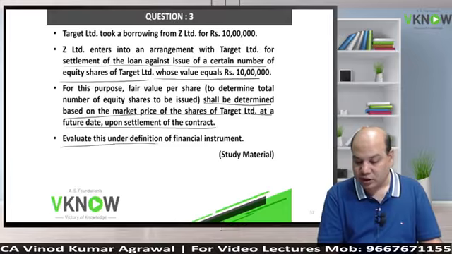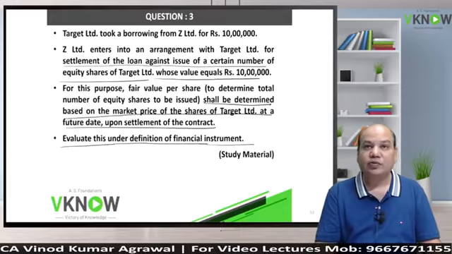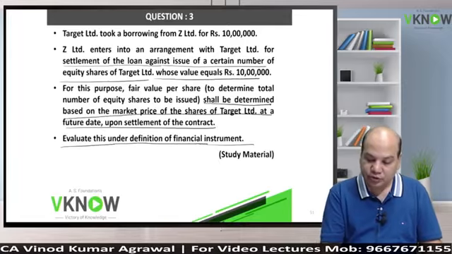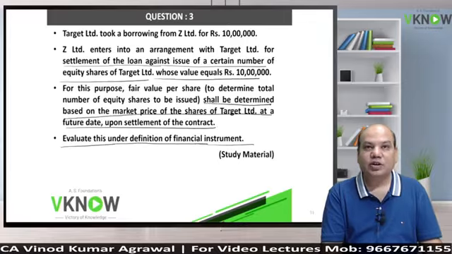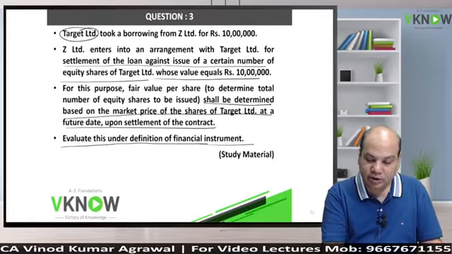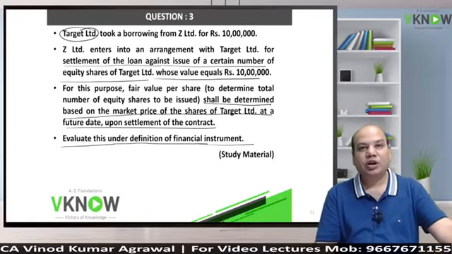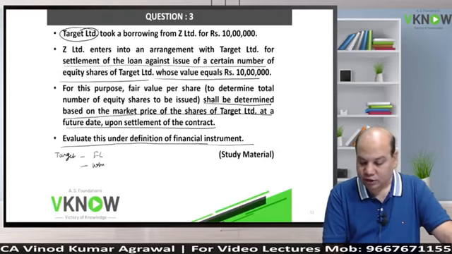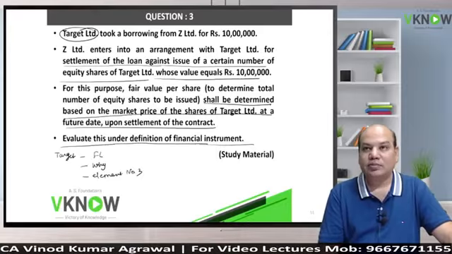Evaluate this under the definition of financial liability. Now you are sitting in the exam hall. You have to quickly think, first of all, whether it is a financial liability or financial asset. From the point of view of Target Limited, it is a financial liability. Then why will it call it a financial liability? Element number 3 is satisfied.